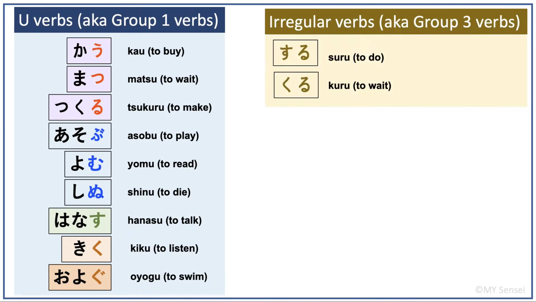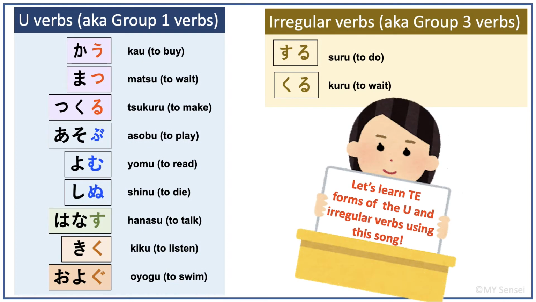To conjugate u verbs and irregular verbs into their te forms, we will need to first learn to sing u verbs te form song. And it goes like this.